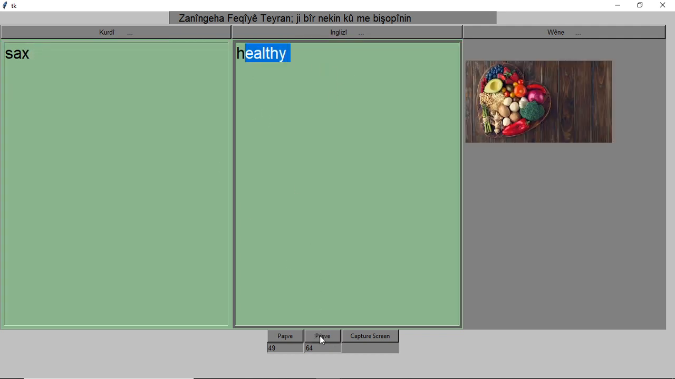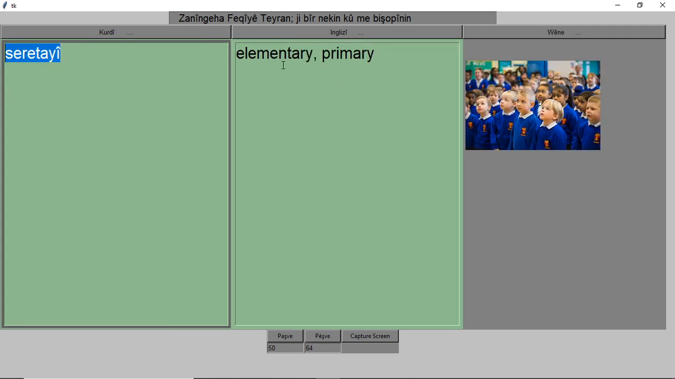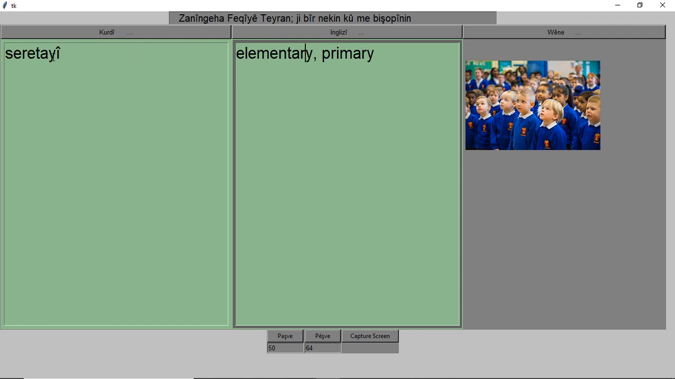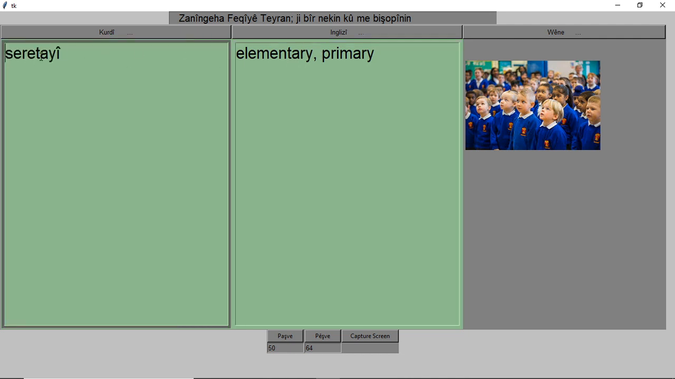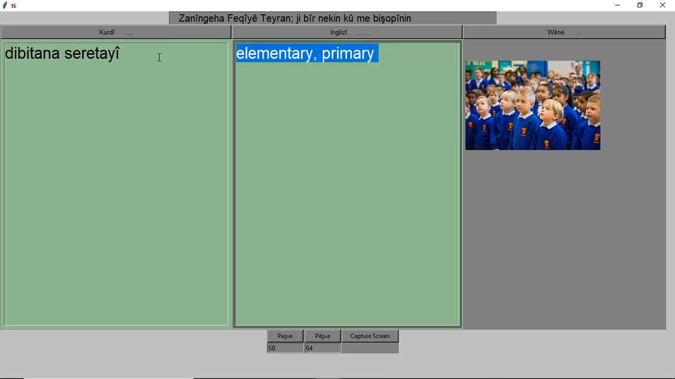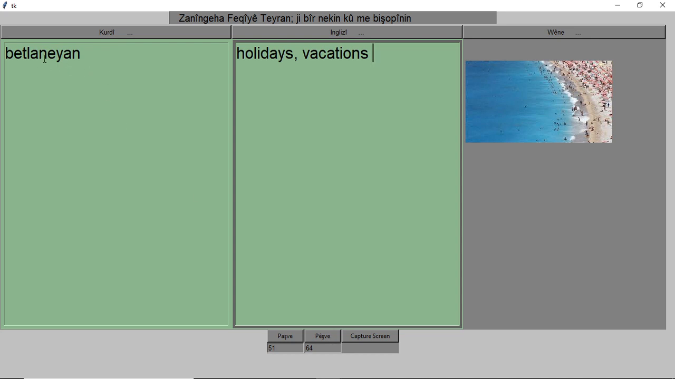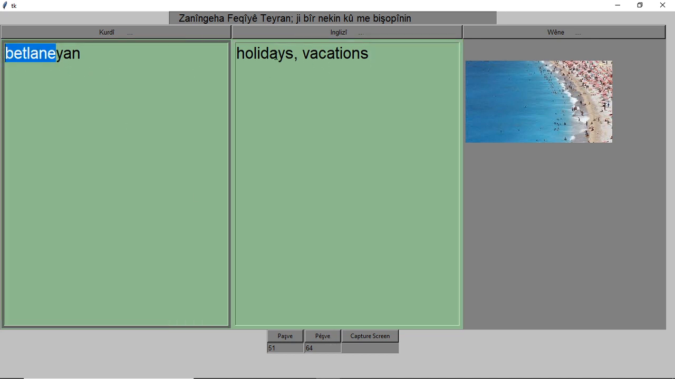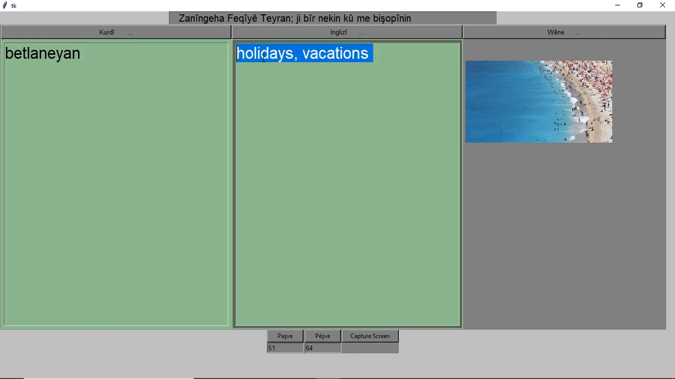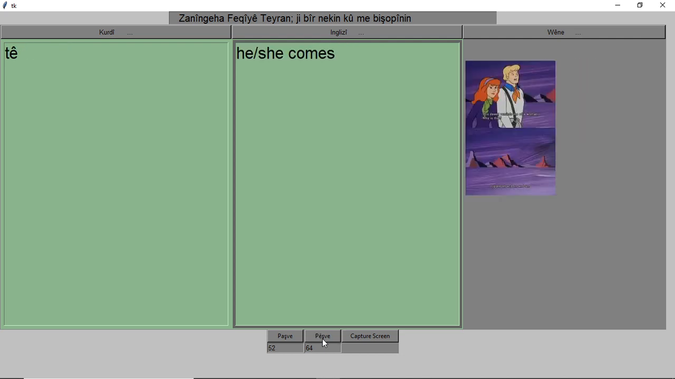Sag is healthy. Seretai is elementary, primary. It is Seretai, the Bistana Seretai actually. Simply you will put the Bistan in here. The Bistana Seretai. Of course, the Bistana Seretai, which will mean elementary or primary school. Betlane is the vacation or holiday, and Betlane yan, which means many, which is plural, which is as they, he, she comes.